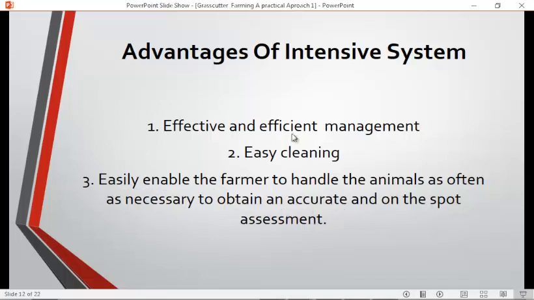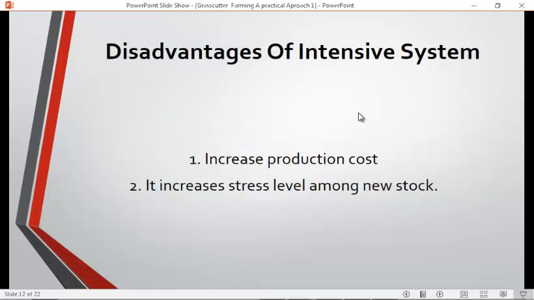So everything here is that an intensive system is completely under your control. In the intensive system, you the farmer become the grasscutter, because you have to go and cut the grass for them to eat, and you control and regulate it. So it gives you better yield because everything is under your control.